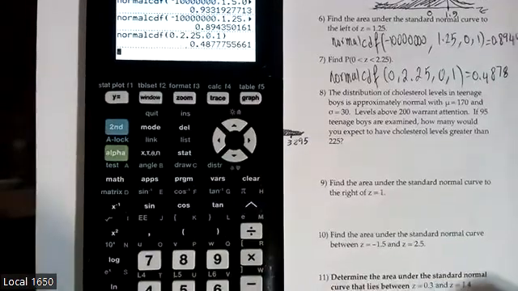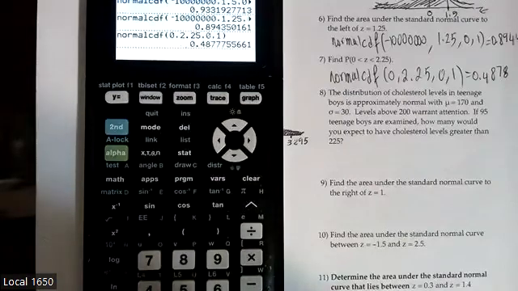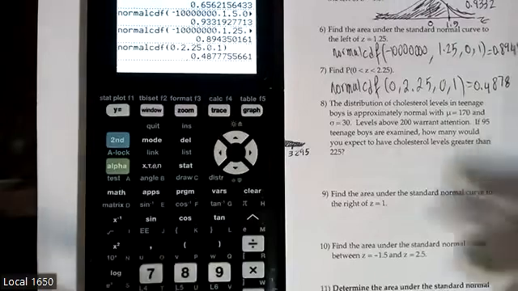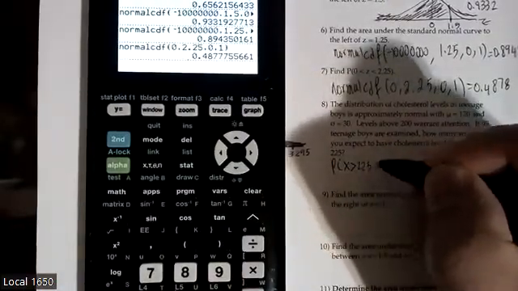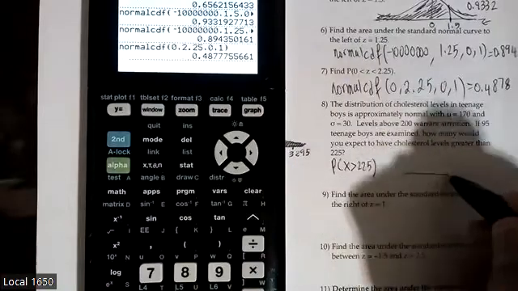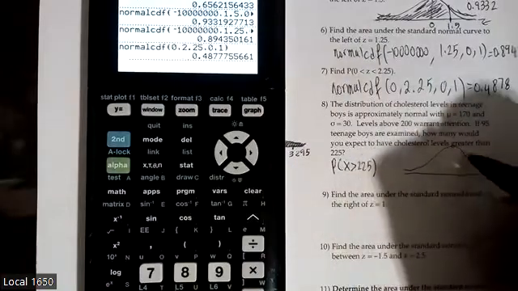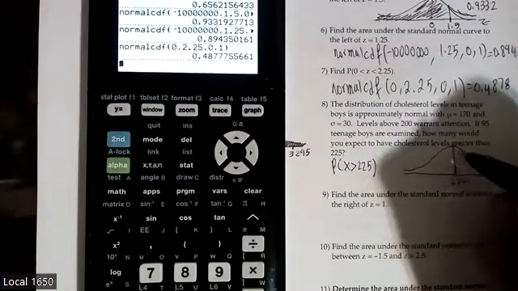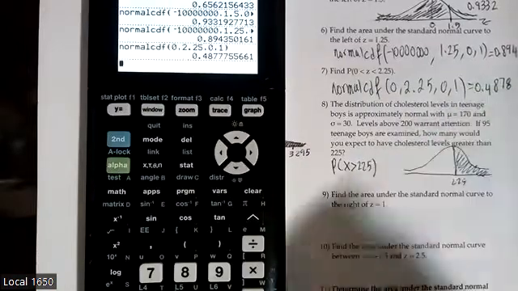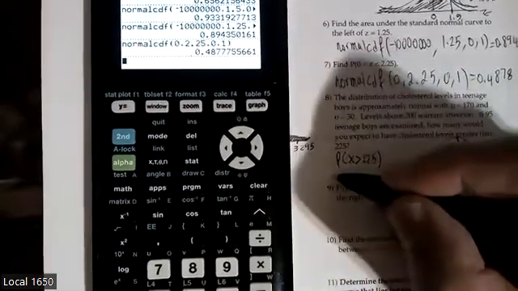In order to answer this question, guys, you have to figure out, first of all, what's the probability of selecting a teenage boy whose cholesterol level is more than 225. So we need the probability of X greater than 225. It's going to look like this. This is 225, let's say, and greater than, guys, it's going to go to the right. So it's going to be a normal CDF.